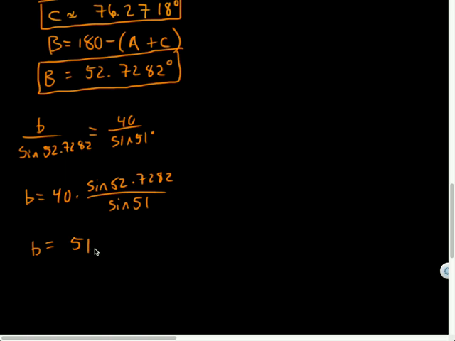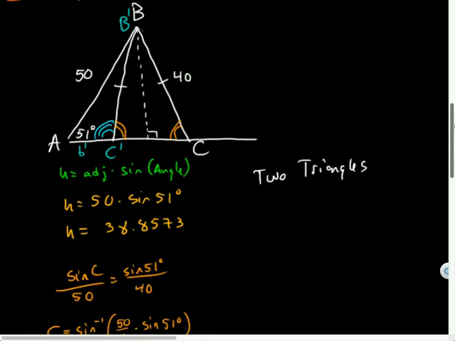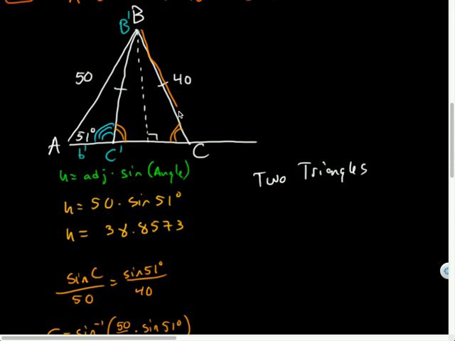51.1983 degrees. Nope, it's not degrees. That's a side length. How embarrassing. So there's our original triangle. So that's like this border triangle right here. Okay? So that was our first case.